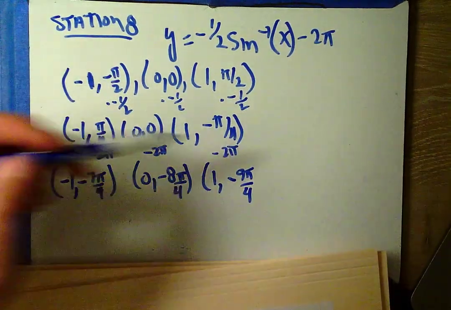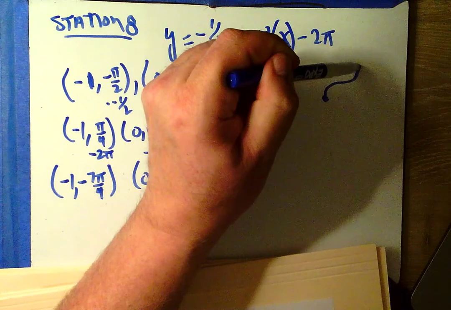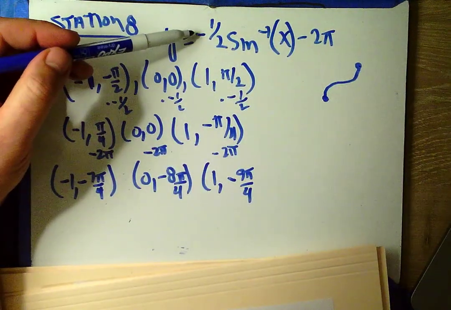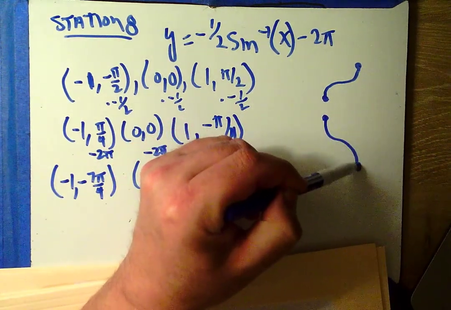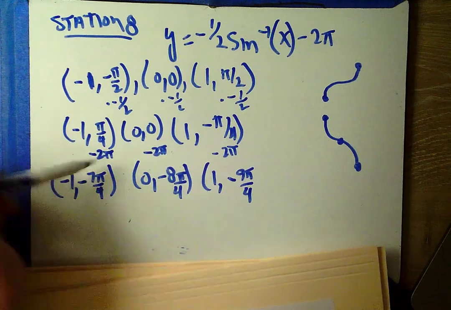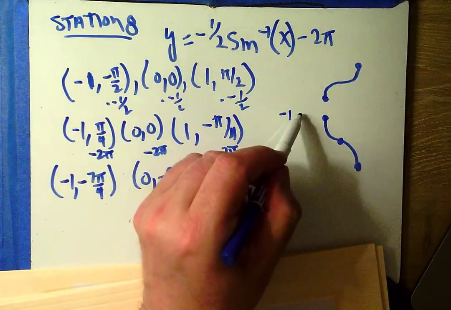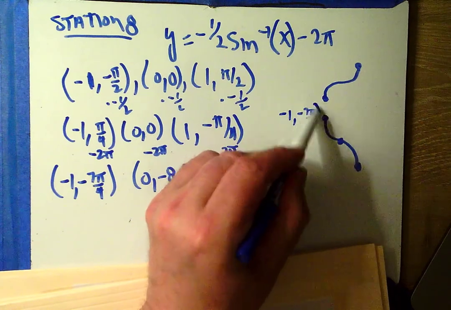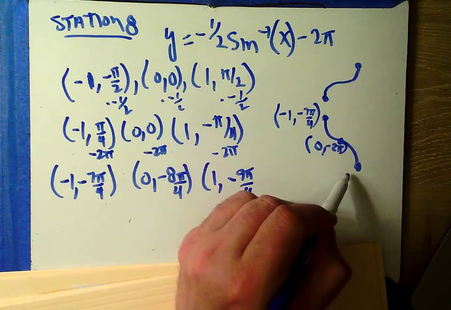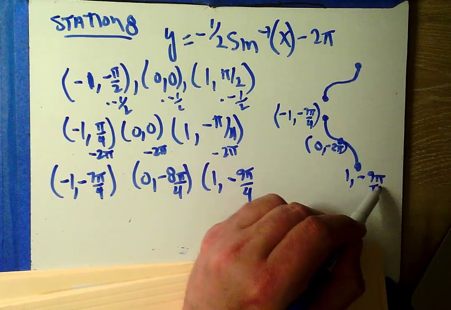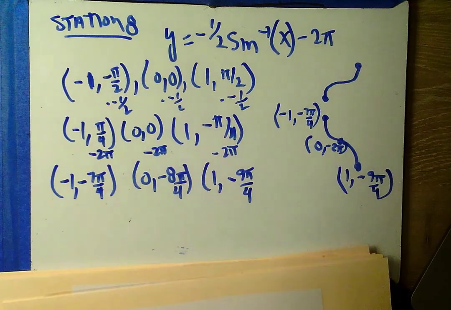Now, we know that the characteristic shape of inverse sine looks like this, but this negative in the front flips the graph upside down. So I have this shape. What are our points? Well, we've got negative 1, negative 7 pi over 4, 0, negative 2 pi, and 1, negative 9 pi over 4. All right, so all we had to do was apply our y transformations to that in order to get our graph. And that was pretty straightforward.